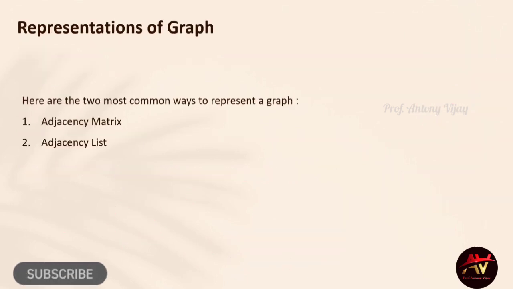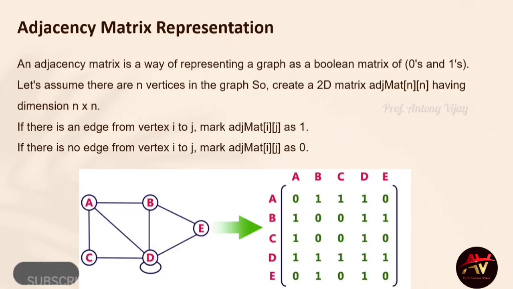Okay. Now we are going to see about the representation of graphs. There are two different ways we can represent the graph. One is adjacency matrix and the second one is adjacency list. So let's see one by one. First we will see the adjacency matrix representation. As I told you already, this matrix is formed with the help of Boolean only. So zeros and ones. 0 means no link. 1 means there is a link.